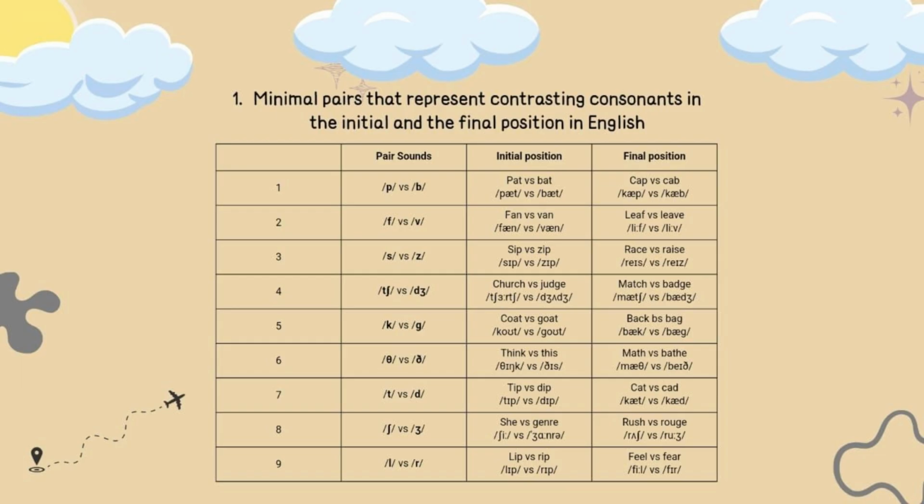Pair sounds p and b. Initial position: pat, bat. Final position: cap, cab.